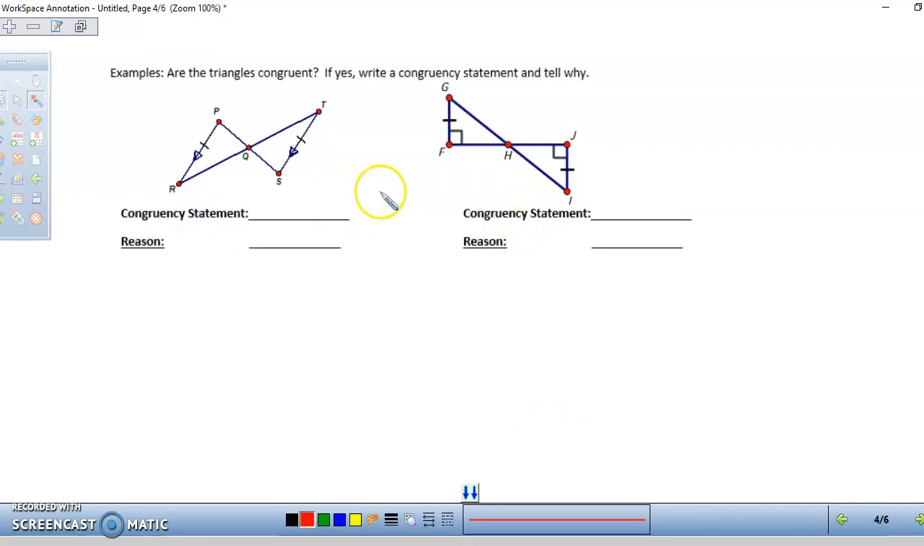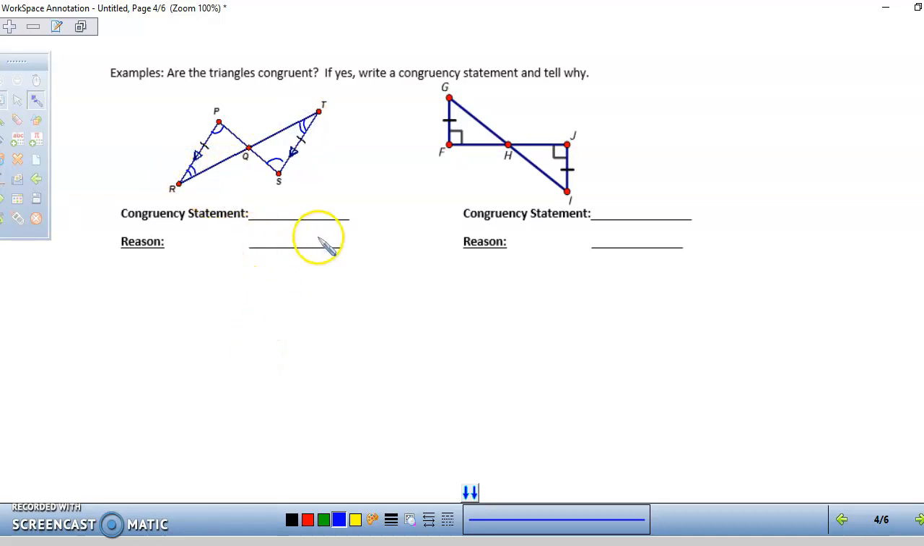Okay, welcome back. So these are some examples of things you'll see in your homework. What you want to do is look for things that are marked in the picture and then mark other congruencies you know from the given information. So for example, this one has parallel lines, so I can do alternate interior angles in this picture. I would know angle P is congruent to angle S because there's a Z right here, but there's another Z going the other direction as well. So I would know that angle T is congruent to angle R.